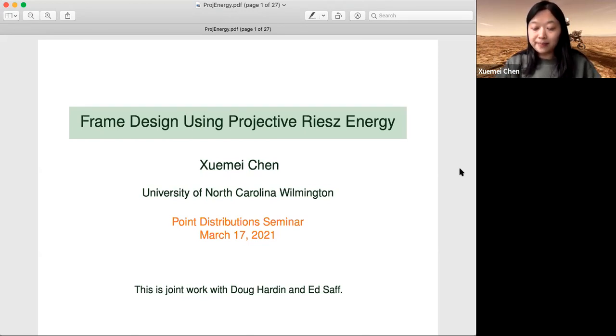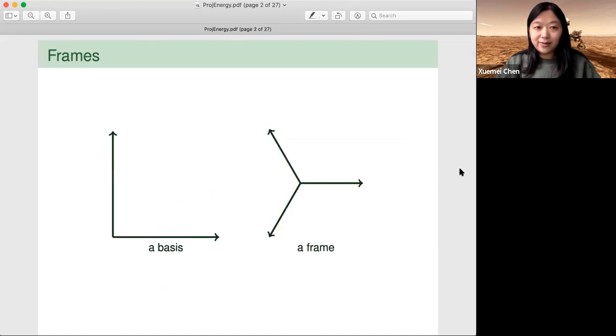Okay, right. So let me focus on frames first. I know probably the overwhelming majority of the audience here knows what a frame is. But I was also told to make sure this talk should be accessible to graduate students, so I might still go kind of slow and just see what happens.